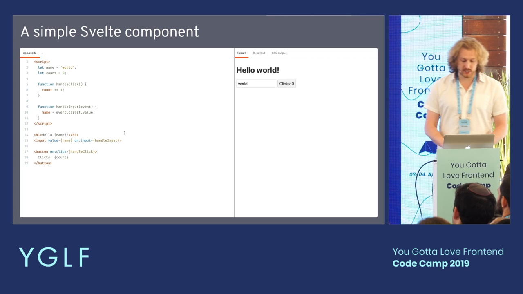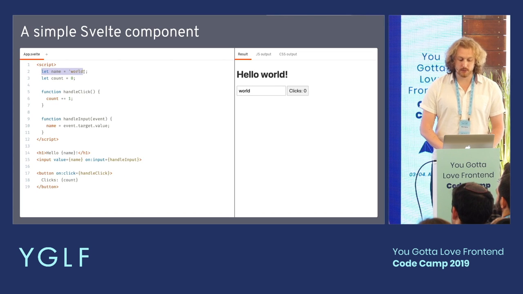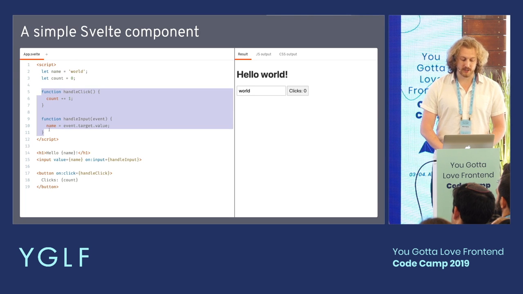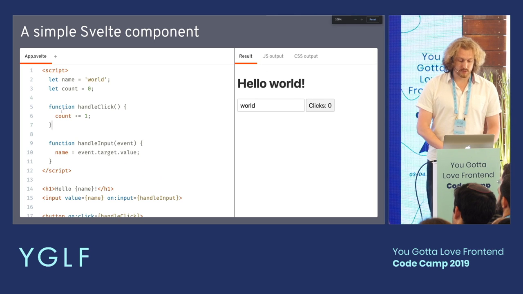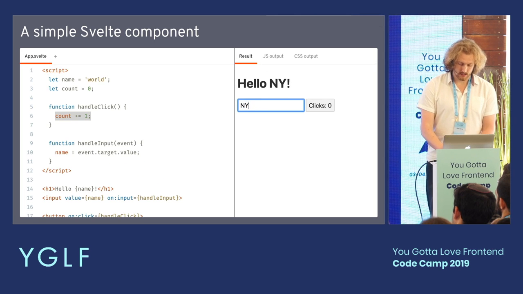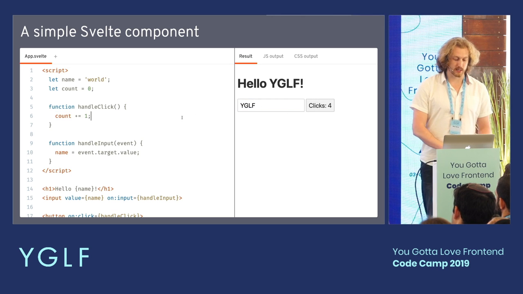This is the same application as before implemented in Svelte. Up here, let name equals world, and instead of useState, let count equals 0. And then we've got some similar functions, except this time we update this count variable by assigning to it: count plus equals 1. And I can type in here, yeah, like that, click the button, and the application updates accordingly.